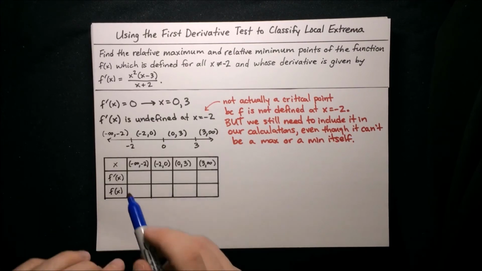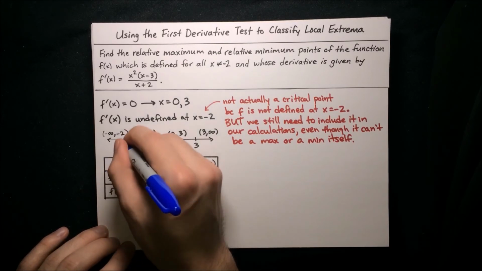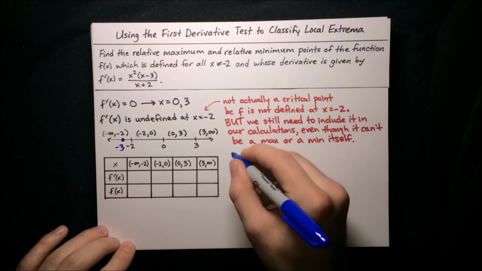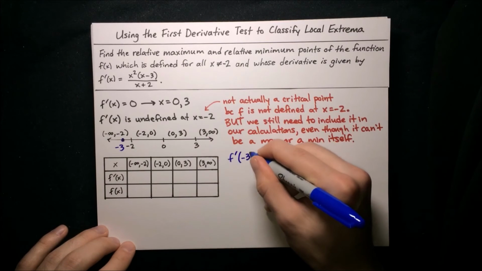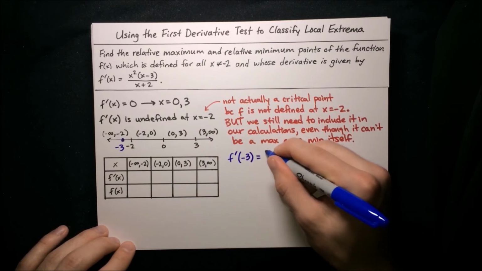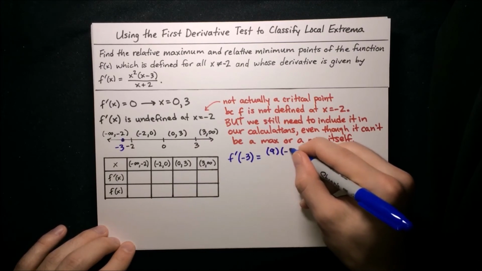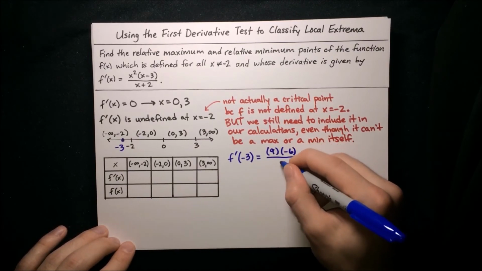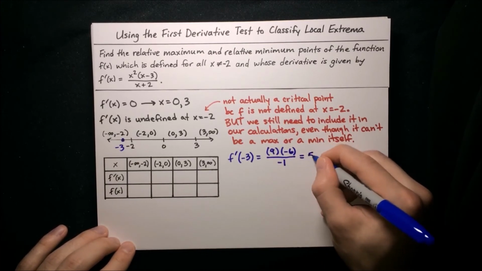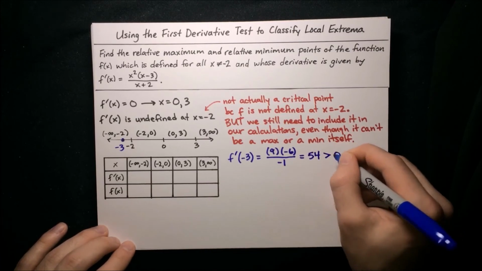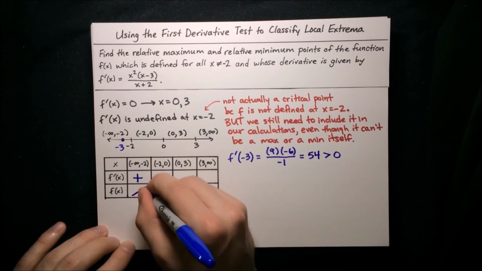Let's go ahead and run the process on our first interval. Choose a test point between -infinity and -2. How about -3? Find out the derivative value there. Is it positive or negative? Let's compute. F prime of -3 is equal to -3 squared, which is 9, times -3 minus 3, which is -6, all over -3 plus 2, which is -1. And that makes -54 over -1, which is positive 54. And that's greater than 0. So the derivative is positive everywhere in this interval, and the function is then increasing.